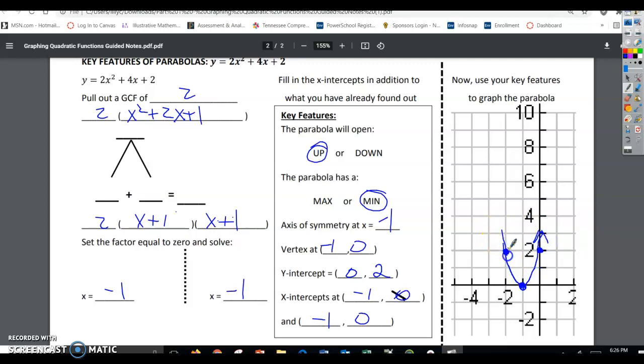All right. It does continue on both sides with arrows, because if we continue to choose other x's to plug in, we could make that graph go in both directions as far as we want. So that's how you graph a parabola. If you have any questions, please let me know.